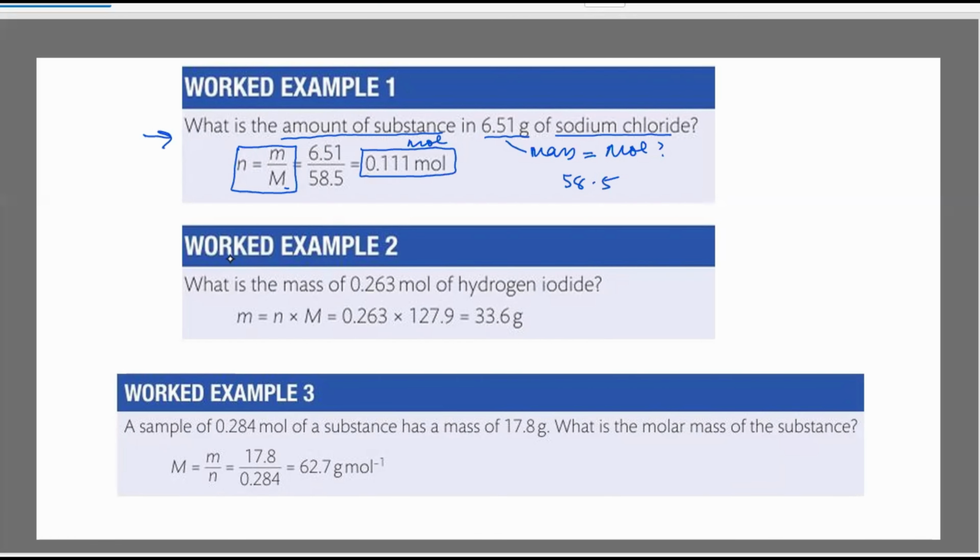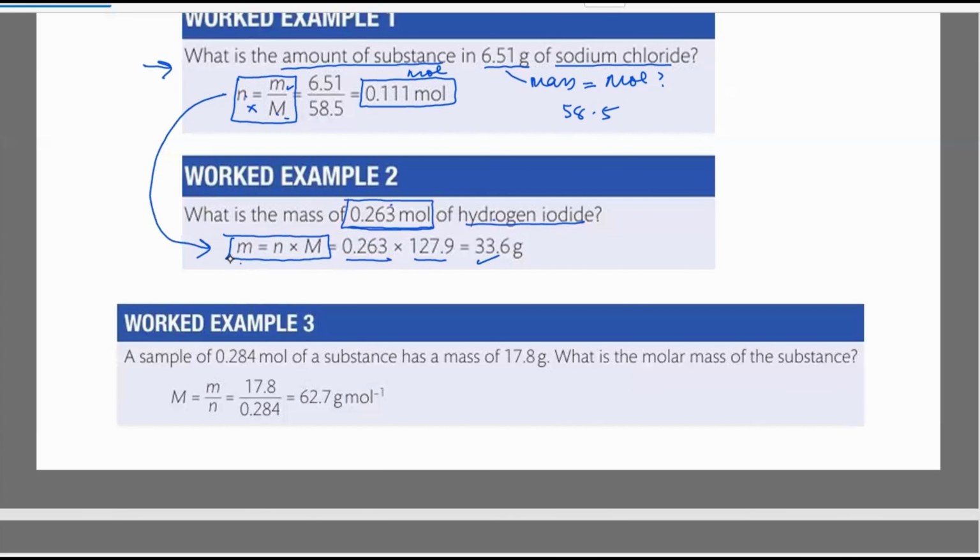Similarly, we have another question. Now, what is the mass of 0.2 moles? Now, they are reversing. They are asking you the mass now. So we have rearranged the same formula. We need to find out the mass, so we multiply the number of moles with the molar mass in order to find the mass. It's the number of moles coming from the question, multiplied by the molar mass of hydrogen iodide. We will get the mass of the substance which has these many moles. Okay? Till here it's clear? Coming to the third example.